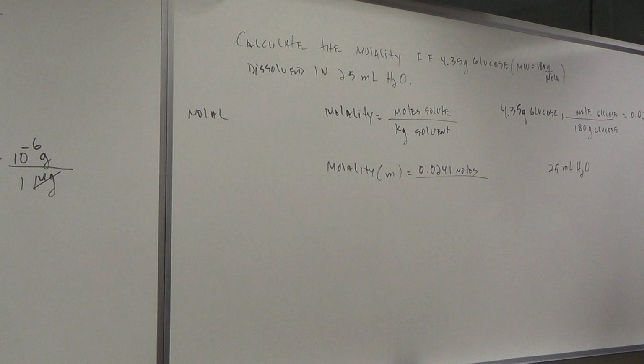How do you go from volume to mass? Using density. I'm going to multiply this by the density of water, because I don't have a density of this solution. If I had a density of the solution, I would multiply by the density of the solution. Since I didn't give it to you, you multiply by the density of water. So this is 25 grams of H2O.